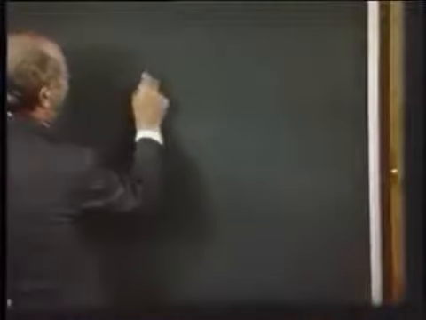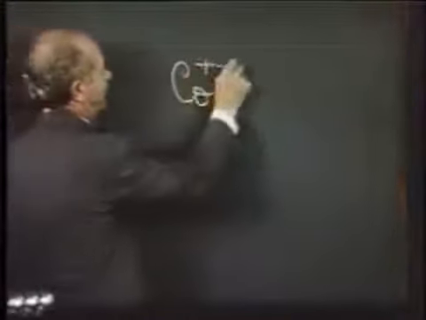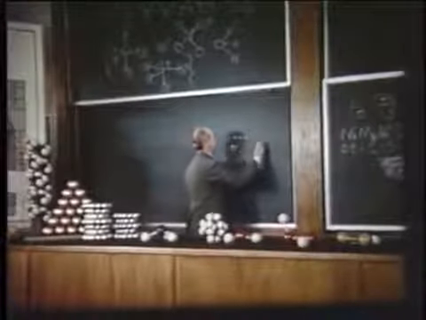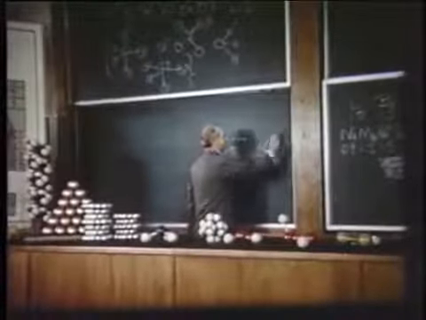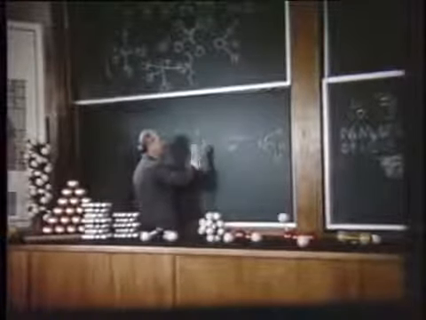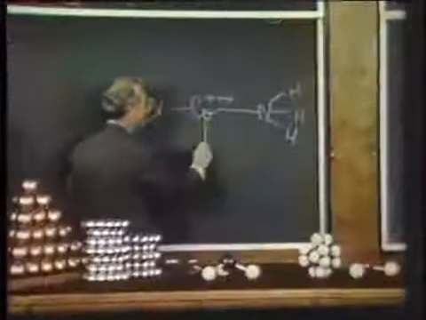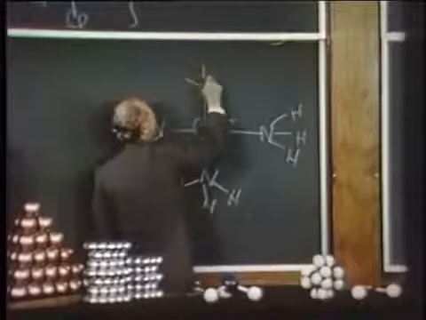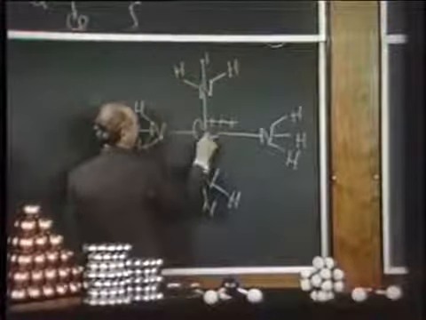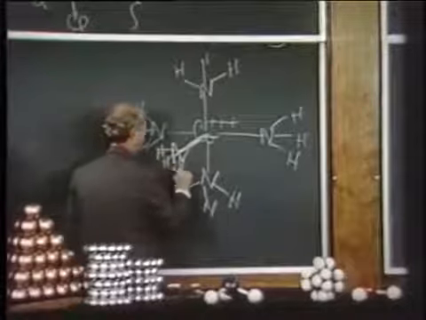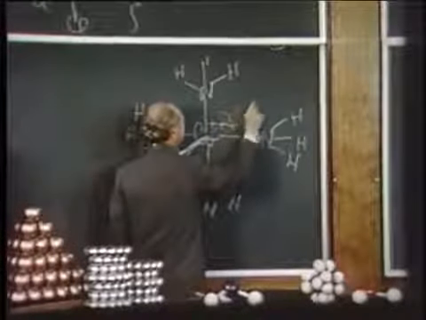If I draw the regular structure for the complex, represented as involving a cobalt ion, I can say Co 3+, NH3 out here, NH3. I might draw this showing covalent bonds. Then N, H, H, H, N, H, H, H, and then out in front here, N, H, H, H, and behind N, H, H, H.